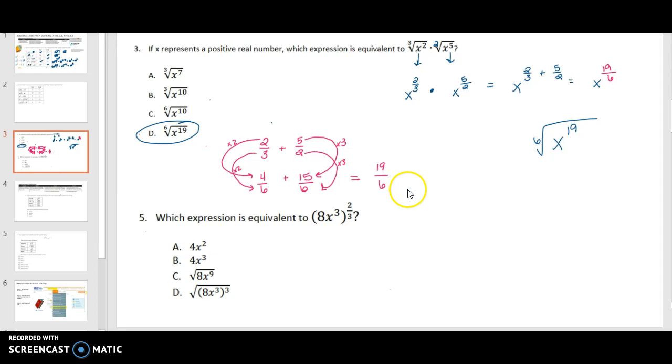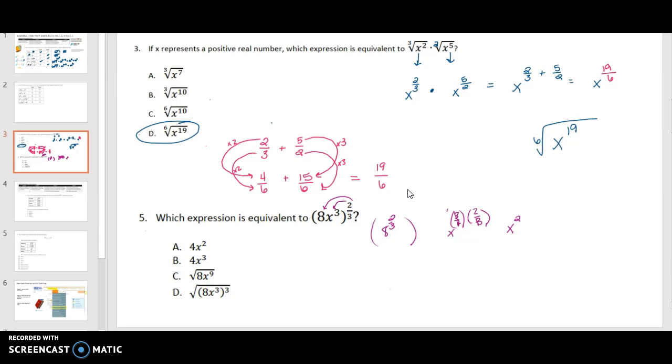All right, so let's go ahead and do number 5. When you have something like this, that 2/3 has to be distributed to the 8 and the x cubed. So that's going to turn into this, times. Now when you have a power raised to a power, you multiply them. So we have x to the 3/1 times 2/3. If you want to cross cancel, these turn into 1s, and we have x squared.